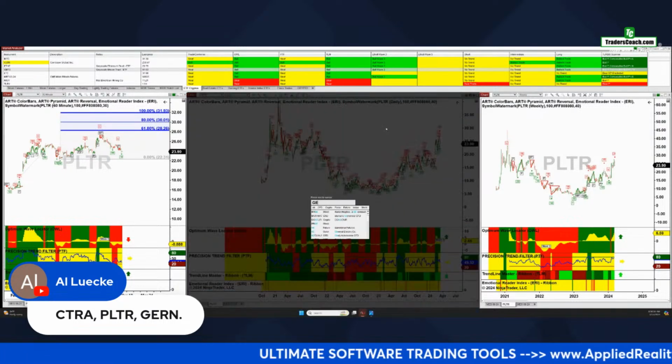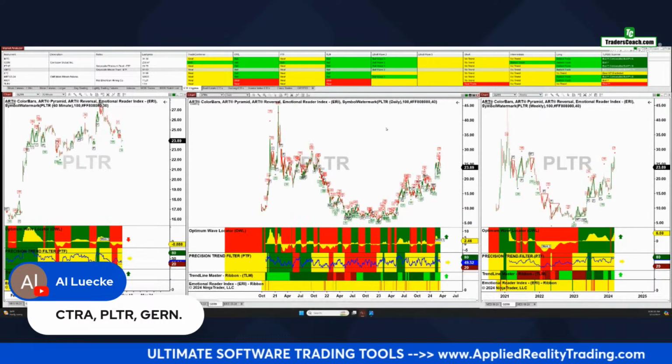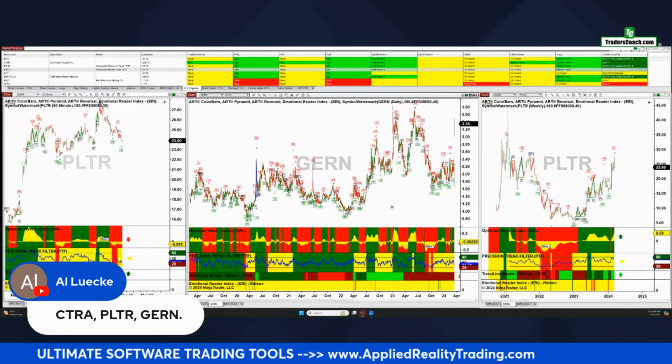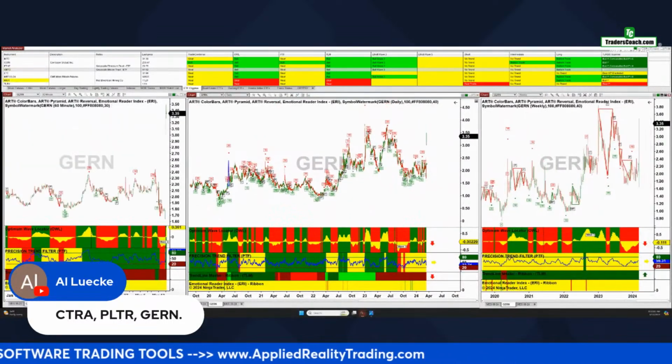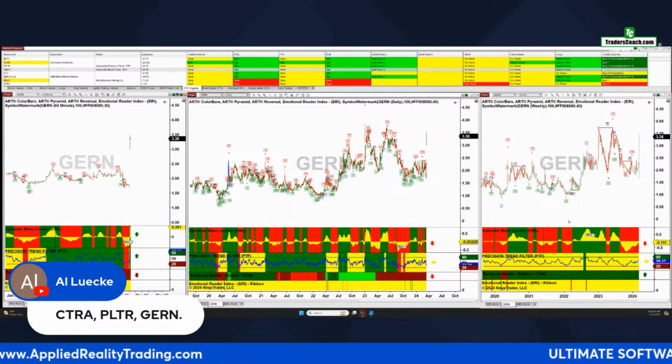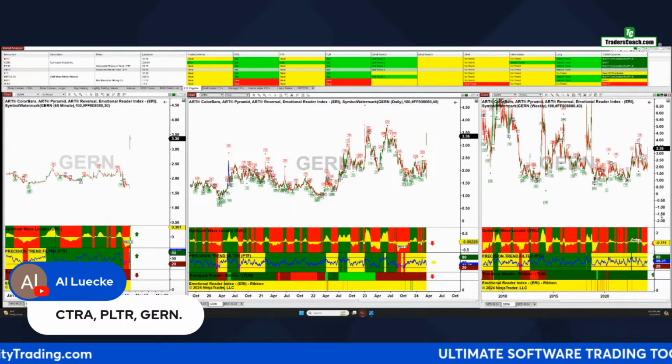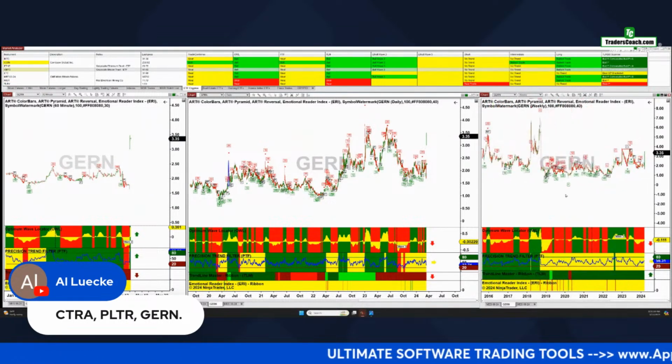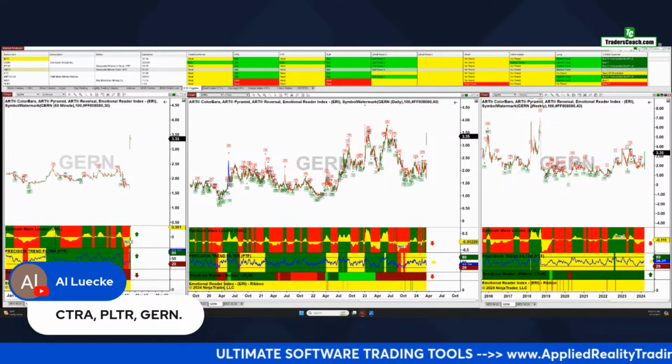Let's go over to GERN. This one's gapped up quite a bit and it's a cheap stock. I don't know where it's going, really. I mean, look how messy that is. So I'm not going to touch that one either. All right, let's keep going.